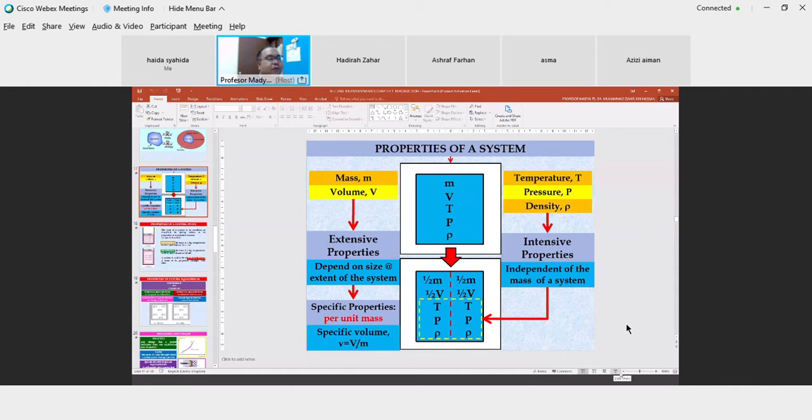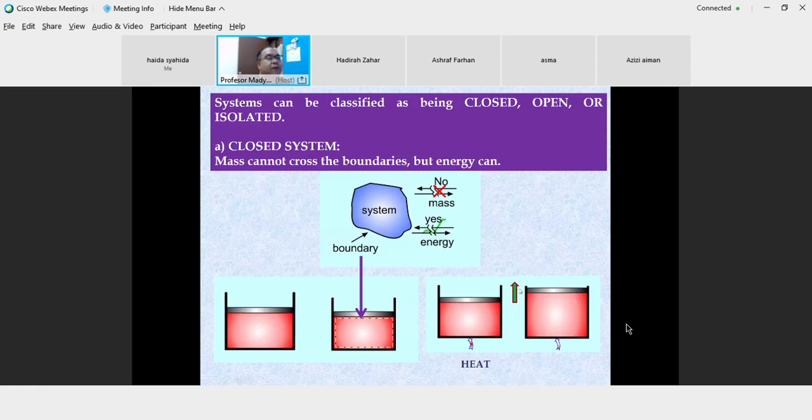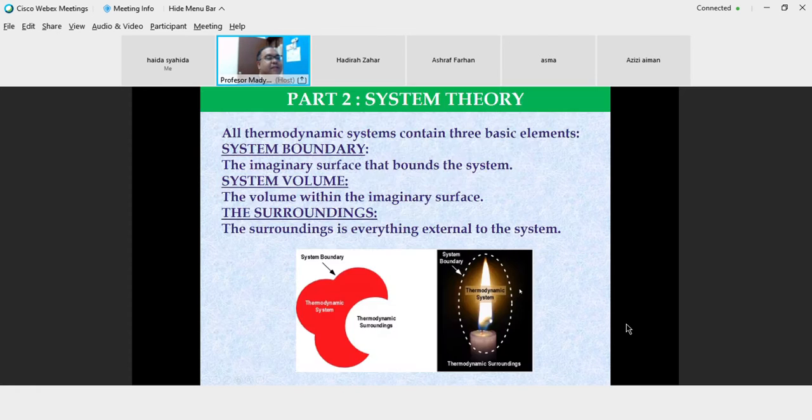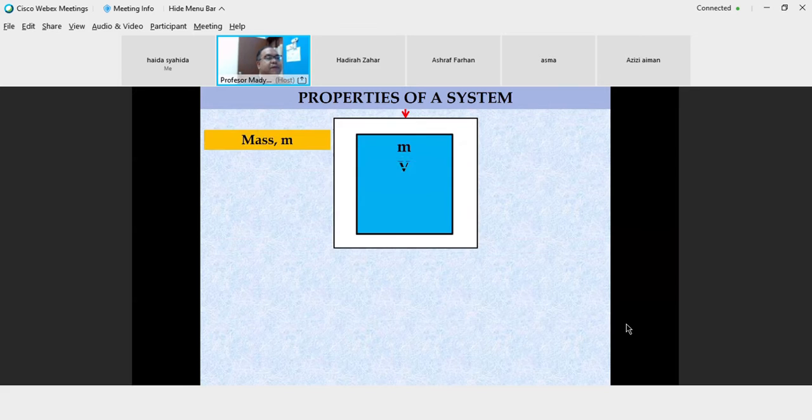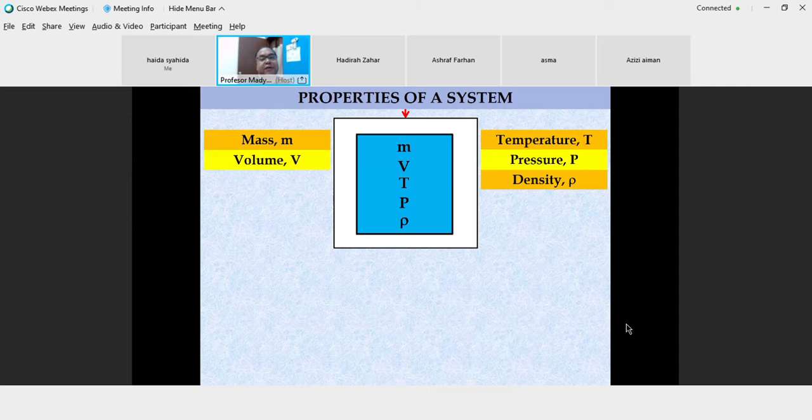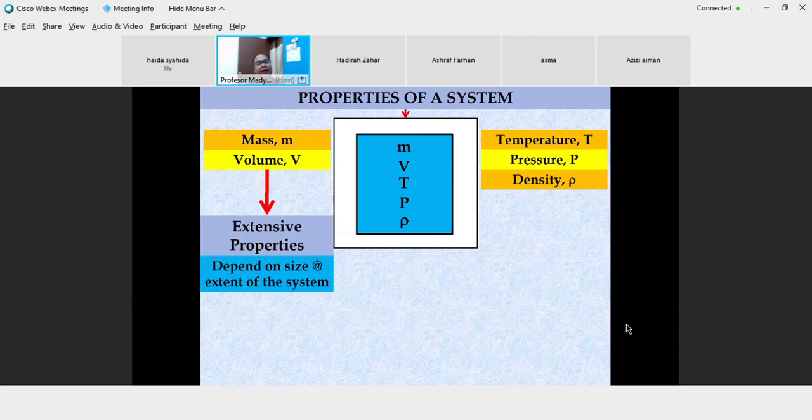So now we look into this thermodynamic system. So we continue at this property of the system. Okay. So there are two types of properties for the system. One is known as the extensive property. Another one is known as the intensive property.